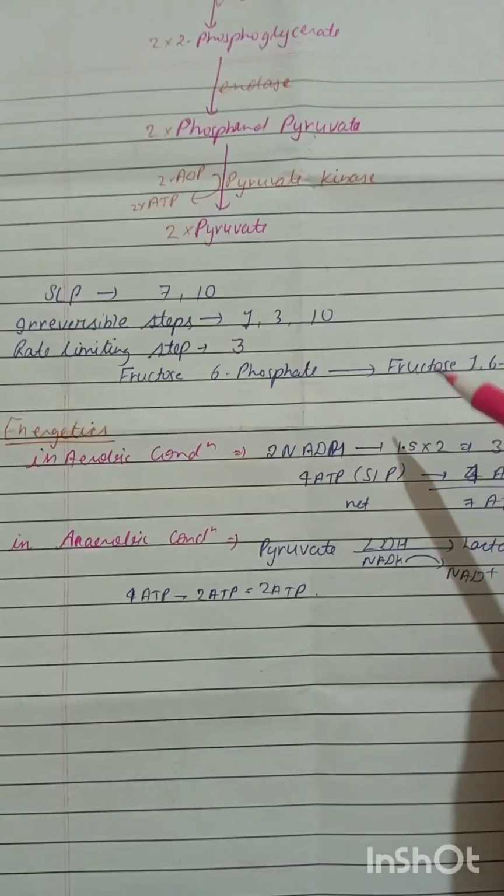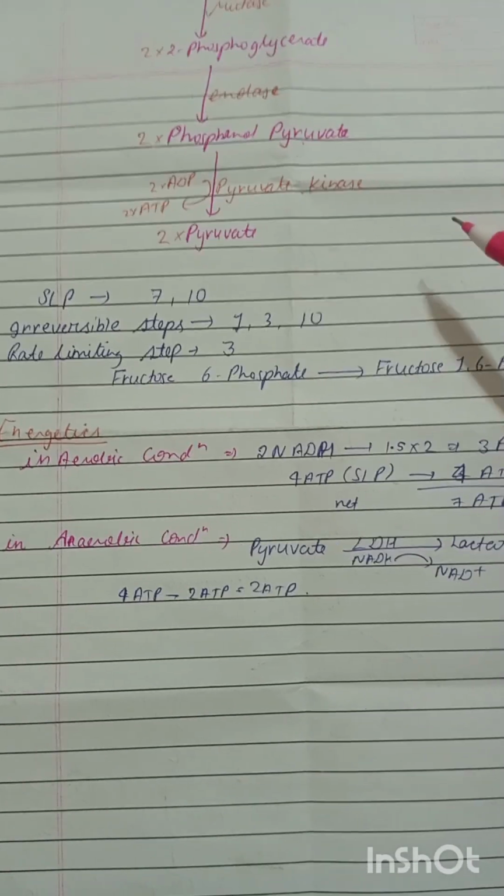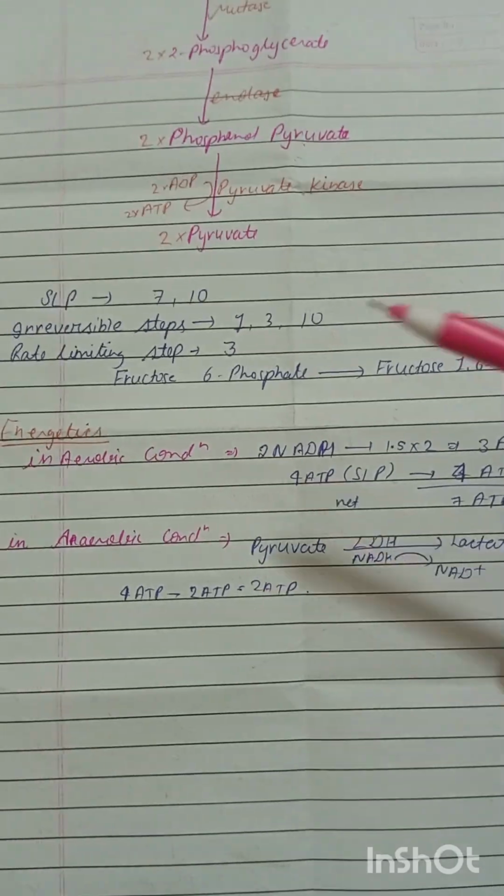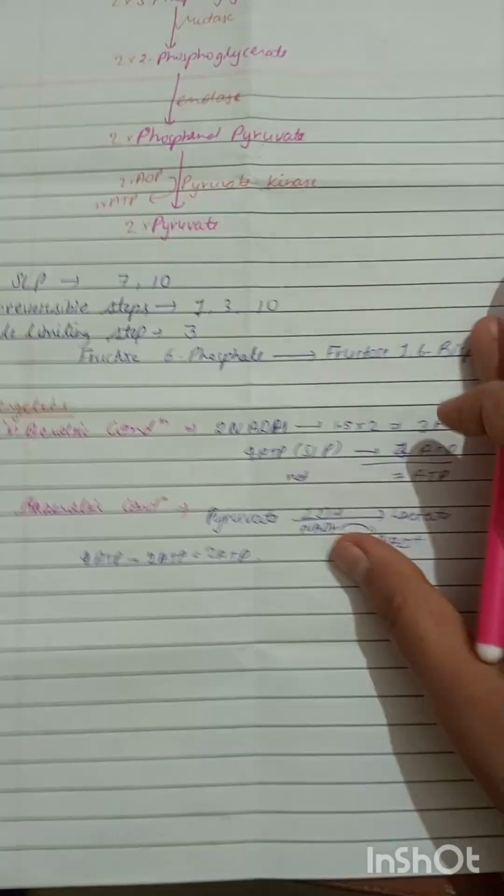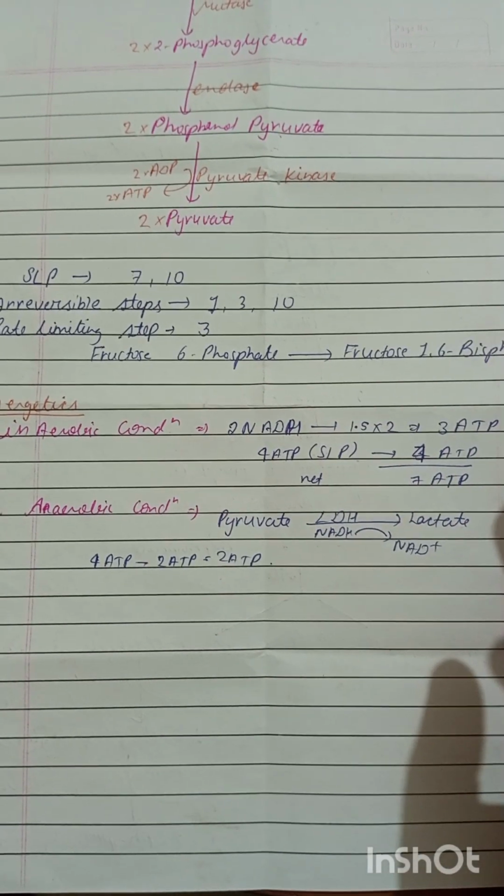During aerobic condition, when glucose converts to pyruvate, the total energy production is net 7 ATPs are produced.